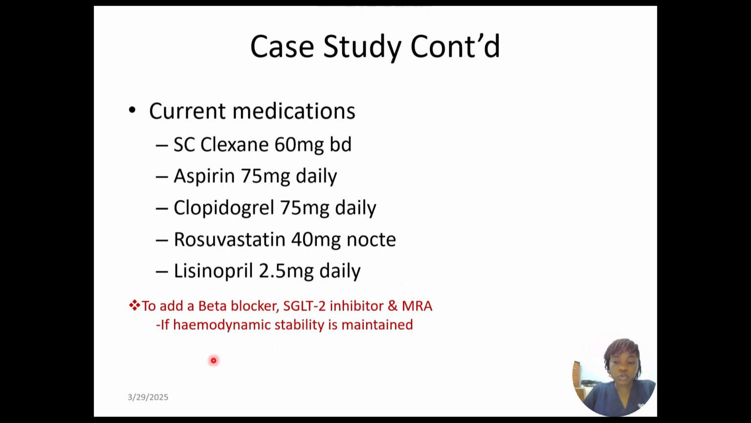Now, the plan is to add his other cardiac meds, including beta blocker, SGLT2 inhibitor, and mineralocorticoid receptor antagonist if his hemodynamic stability is maintained. At this point, his systolic blood pressure has been holding up in the 100s and 110s without support.